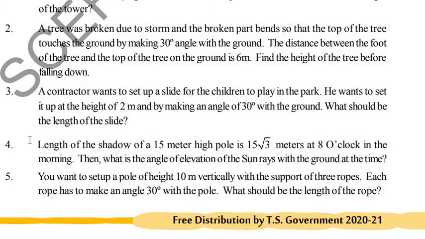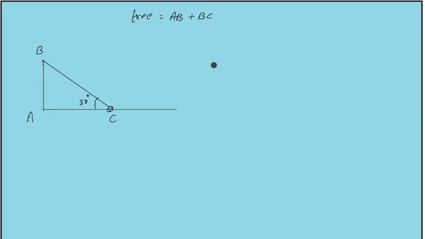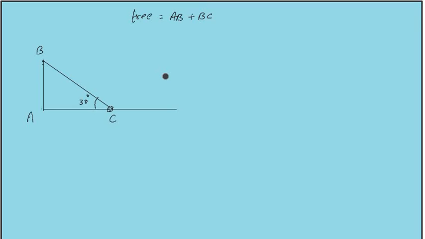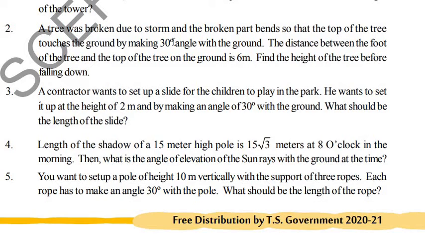Now what is it saying? The distance between the foot of the tree and the top of the tree is 6 meters. Where is that? What is 6 meter? Again I am reading this. The distance between the foot of the tree and top of the tree. Where is the foot of the tree? Very good, excellent. It is AC. This is foot of the tree. This is top of the tree. This distance they are saying. AC is how much? 6 meter. This one understand?